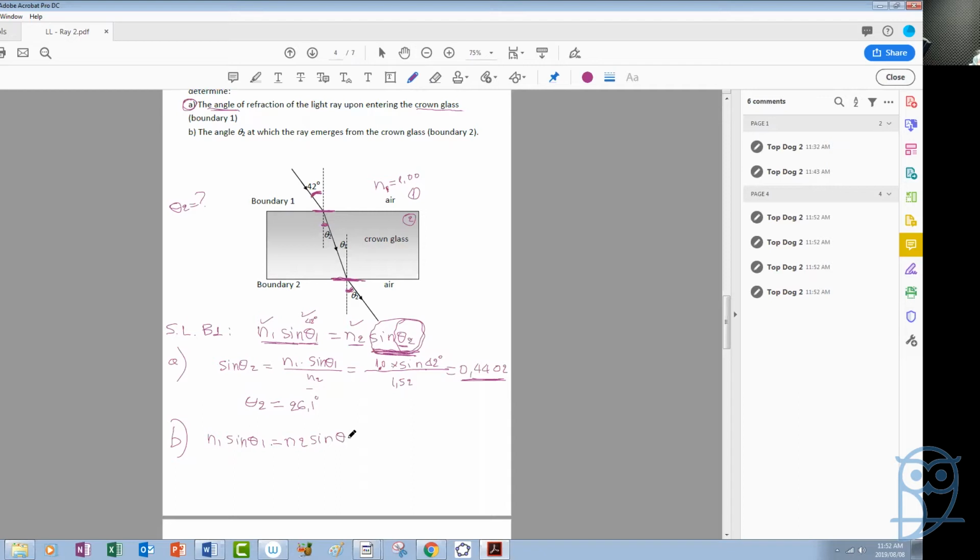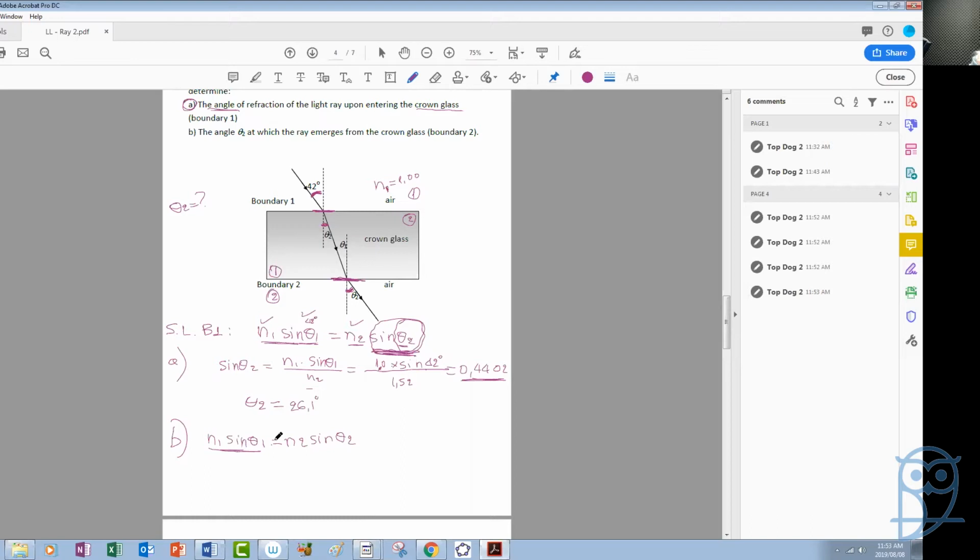Now we need to make sure that we understand what are these 1 and 2 now. Now we're talking about our first boundary, which is actually now the crown glass. So this is our medium 1 now, and this will be our medium 2 as applied in this second case now. We forget now the previous one.